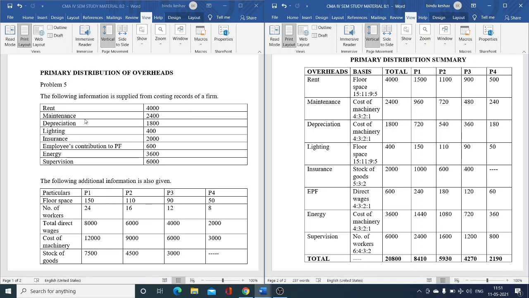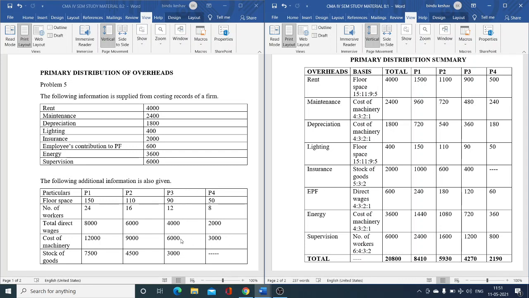The next item is maintenance. Maintenance is 2,400. Maintenance will be for the machines. So we have to look whether information about the machinery is given. So here we have the cost of machinery. The cost of machinery is given: 12,000, 9,000, 6,000 and 3,000. So the ratio we can frame here is 12:9:6:3, which can be further simplified by dividing it by 3. It will be 4:3:2:1.